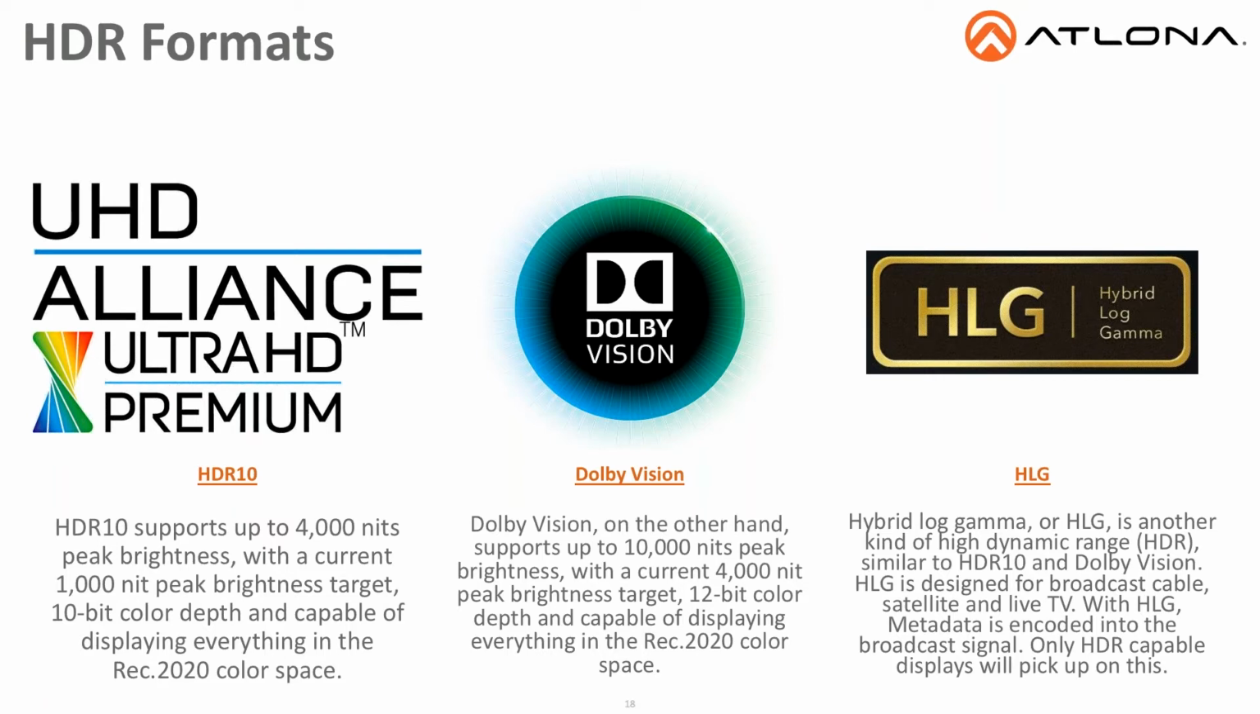And now we have HLG, which is hybrid log gamma. And this is a different kind of HDR. It's actually made for broadcast cable, satellite, and live TV. So with HLG, the metadata is actually encoded into the broadcast signal, and only HDR capable displays will be able to receive, recognize, and use that signal.